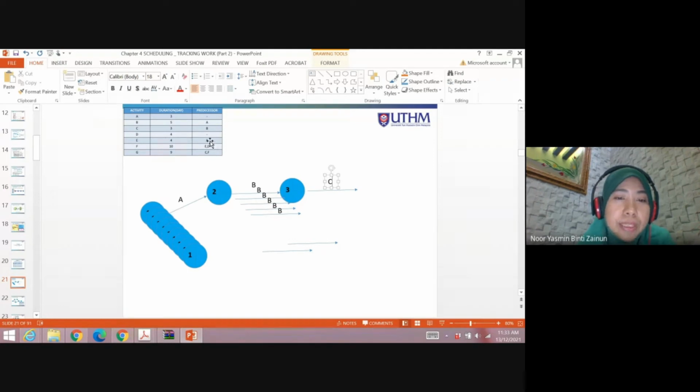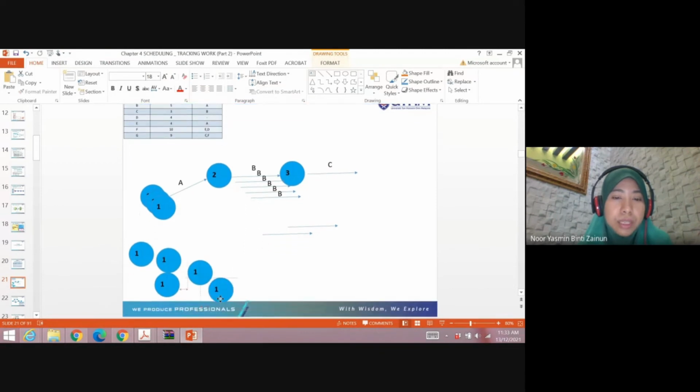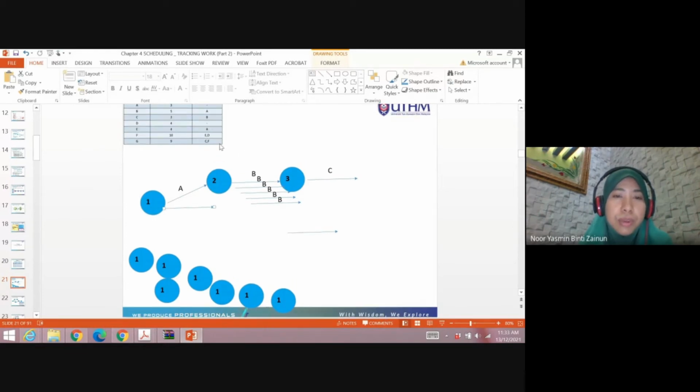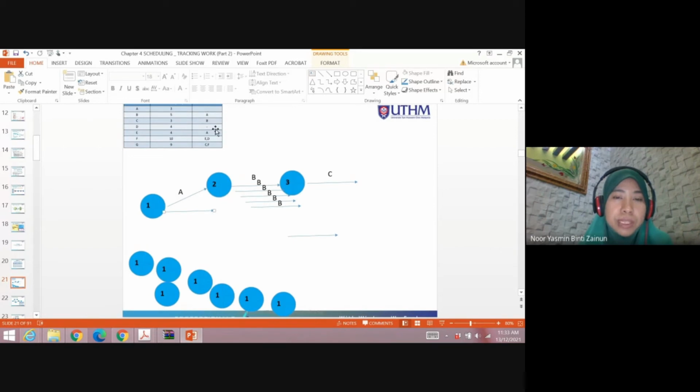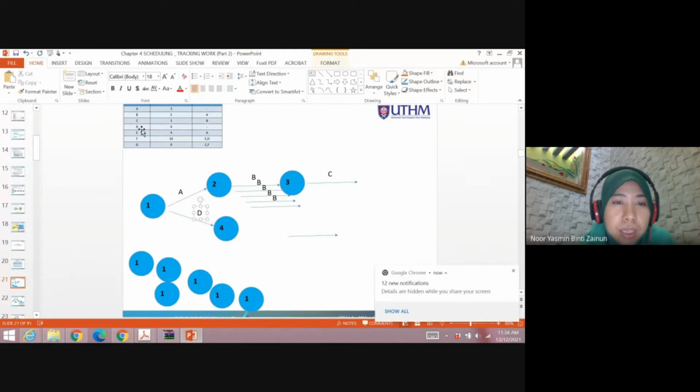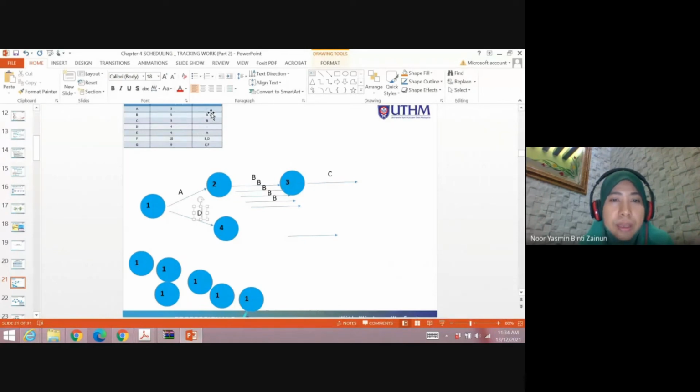D has no predecessor, means that D is from the same node. So D is from node 1 also. D no predecessor, similar with A. A pun tak ada predecessor. Means D is from here, node number 4. This is D, no predecessor. And then E, the predecessor is A. So E is similar to B, which has predecessor A.